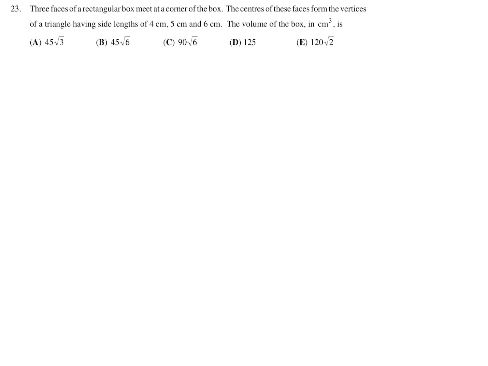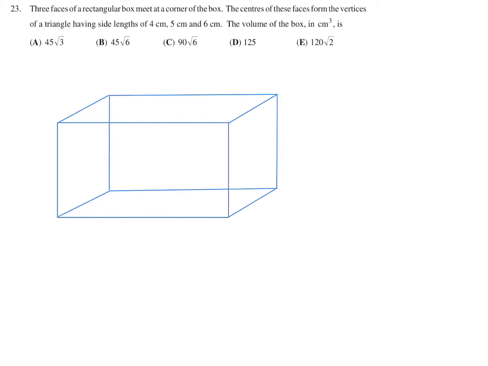Three faces of a rectangular box meet at a corner of the box. The centers of these faces form the vertices of a triangle having side lengths 4, 5, and 6. The volume of the box in centimeters cubed is. So first thing, let's draw a box.